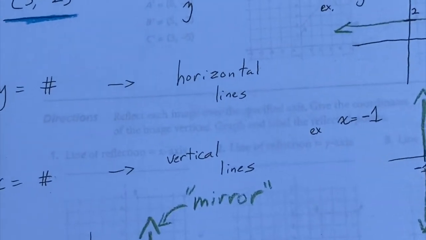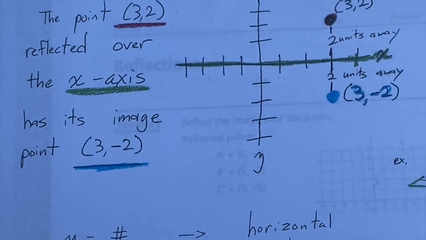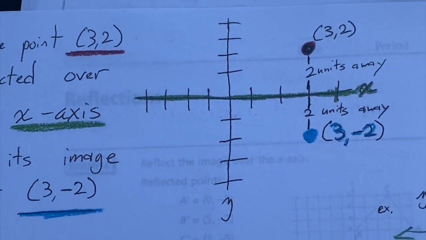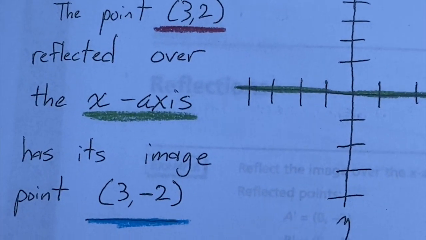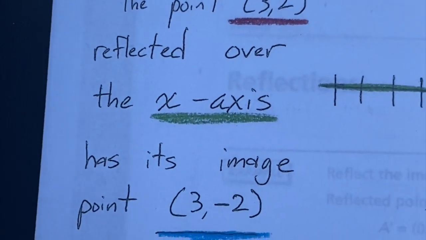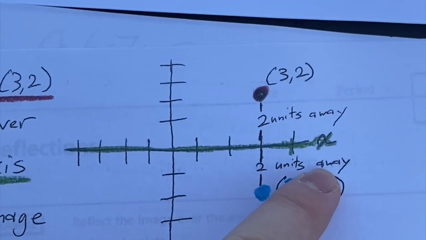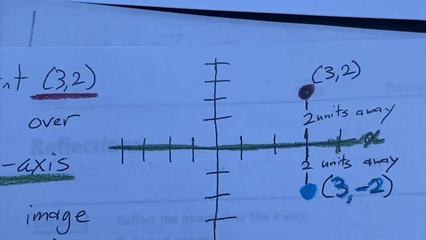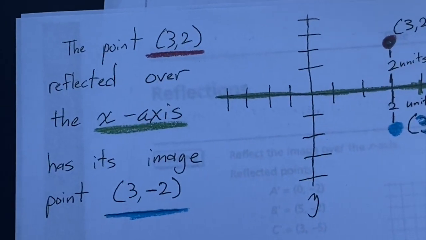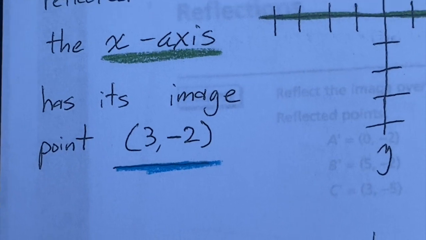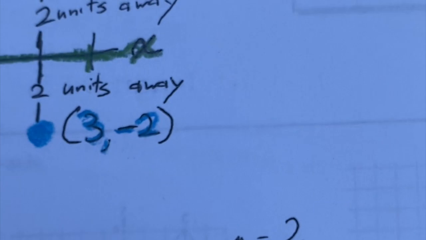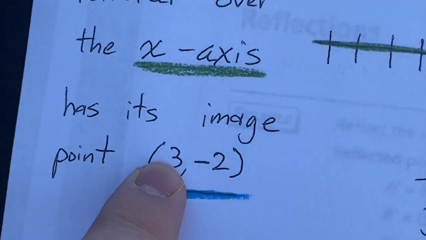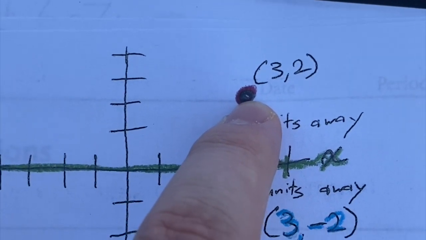All right, so here's an example problem. The point (3, 2), that's the red point right here, is going to be our object, what we start with. It is reflected over the x-axis. Remember, the x-axis is the horizontal starting axis on a coordinate grid, if you remember from our activities in class. And it has its image at point (3, -2). That's the blue point right here. So its image is going to be the reflection of our starting point, (3, 2).